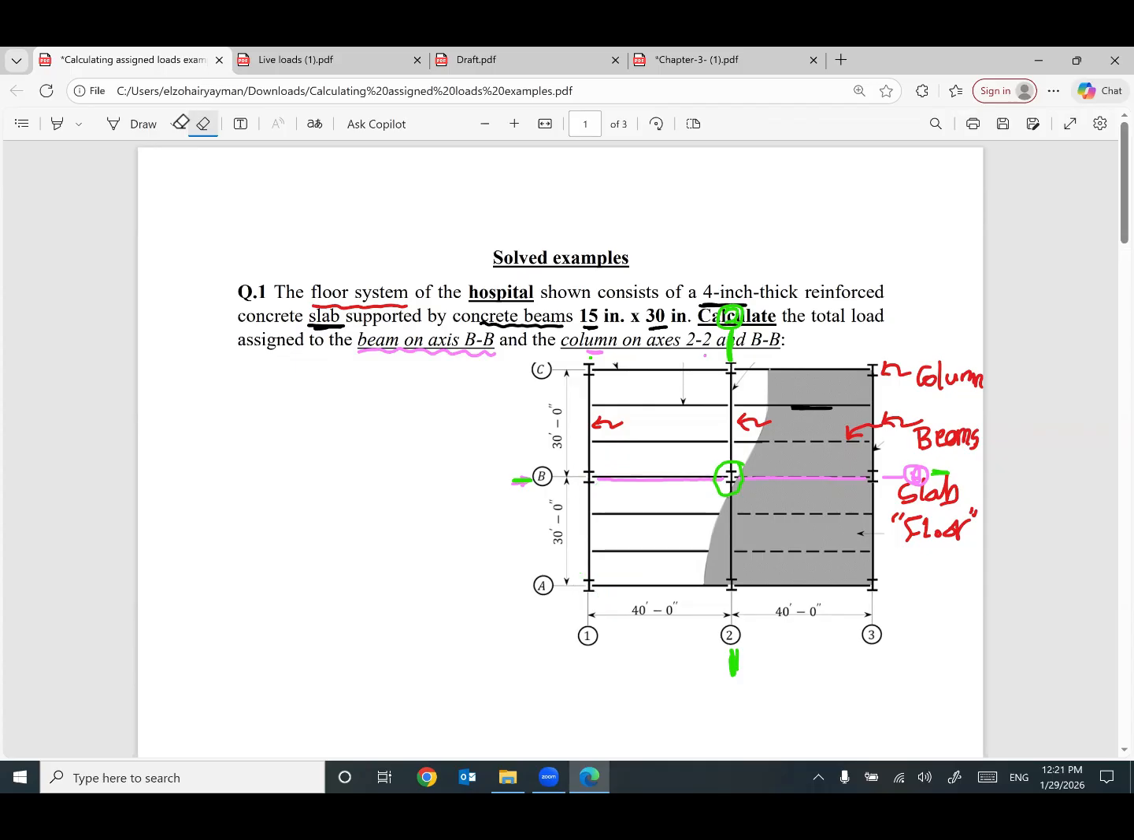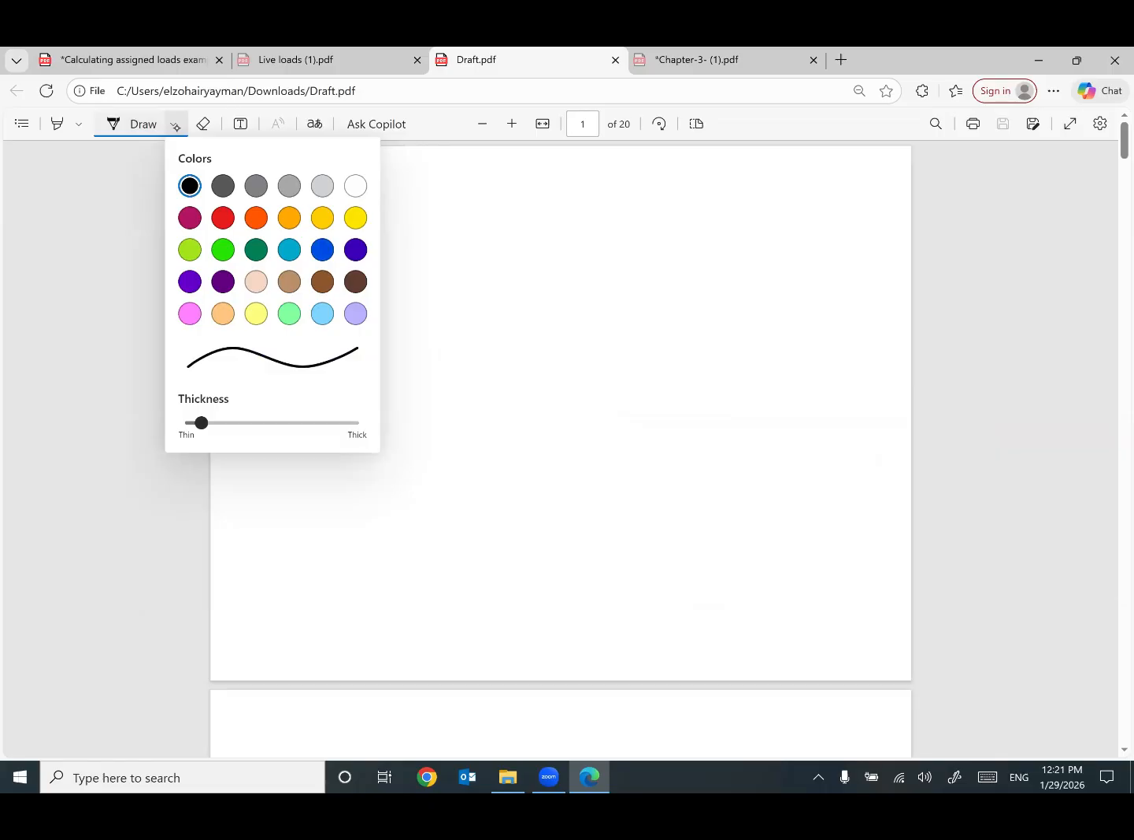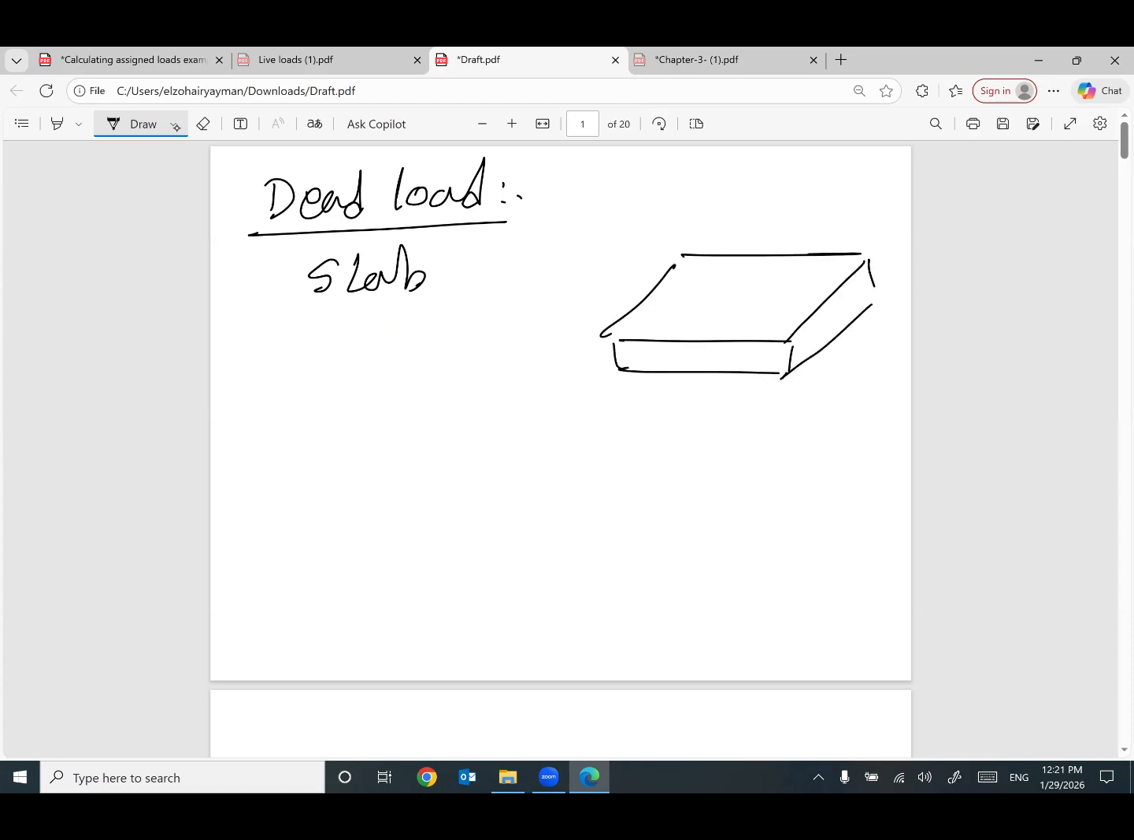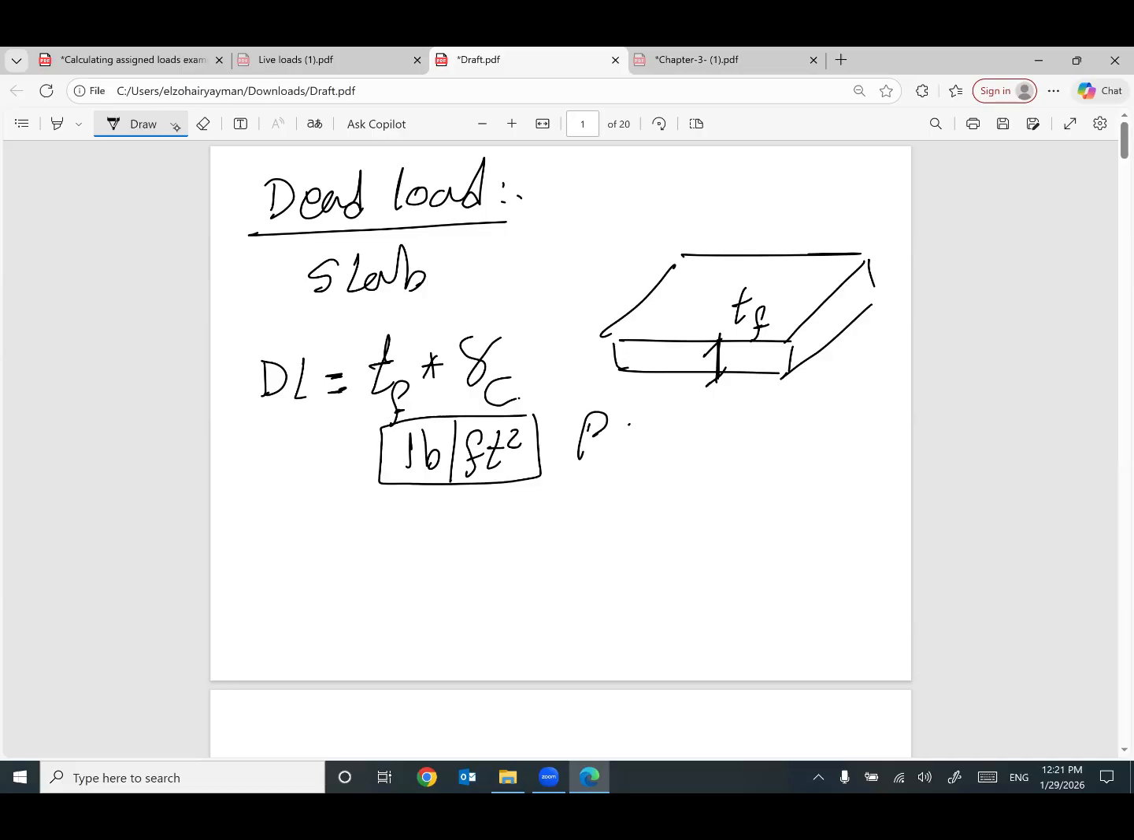Before moving forward, I would like to remind you, if we start with the dead load for the slab, if you do have a slab that looks like this with a thickness TF, the dead load of this slab can be the thickness of the slab times gamma concrete, and this value will be pounds per square foot or PSF. This is what we covered last time.